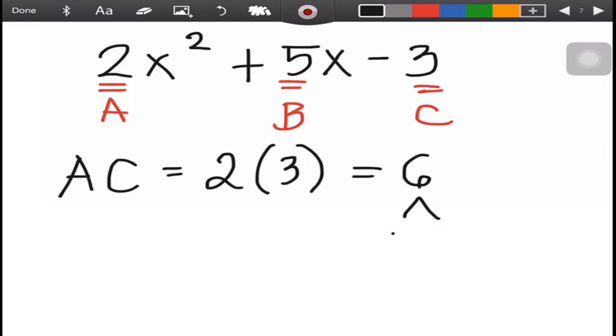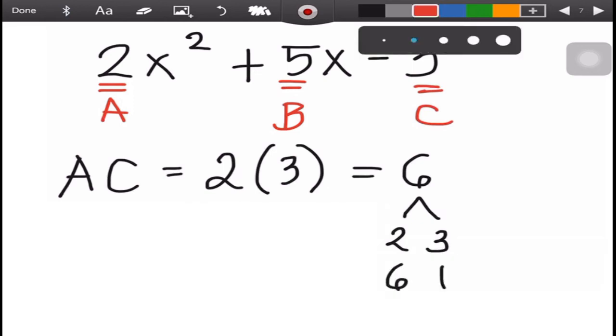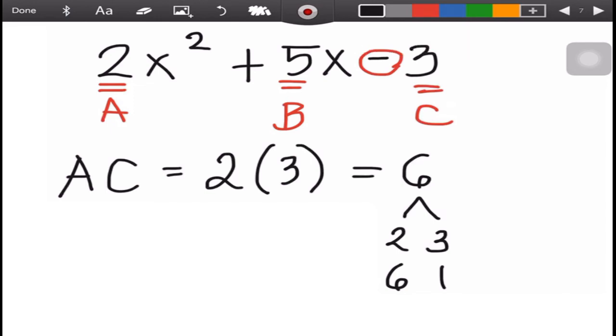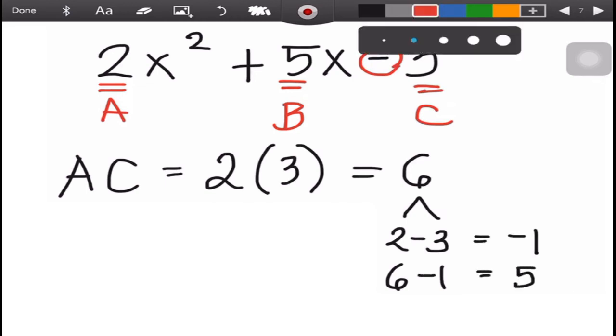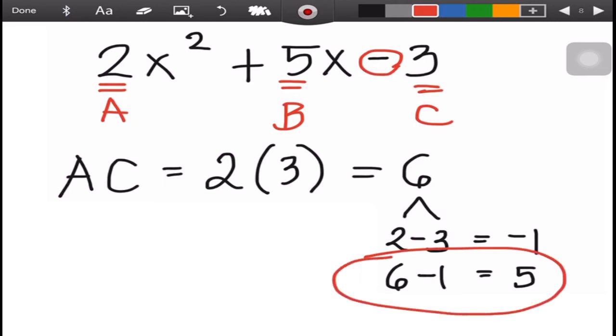List down all the factors of 6. We have 2 times 3, 6 times 1. Since our third term is negative, we will subtract the factors. 2 minus 3 is negative 1. 6 minus 1 is 5. So the second pair will give us the middle term 5.